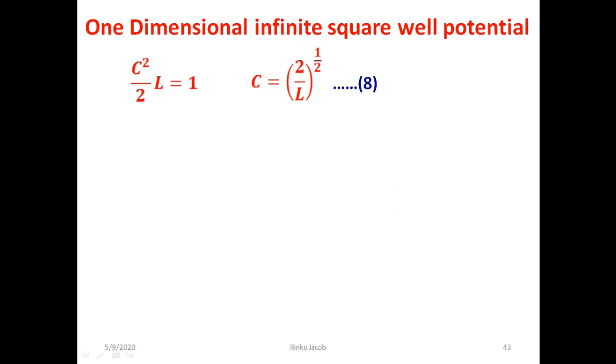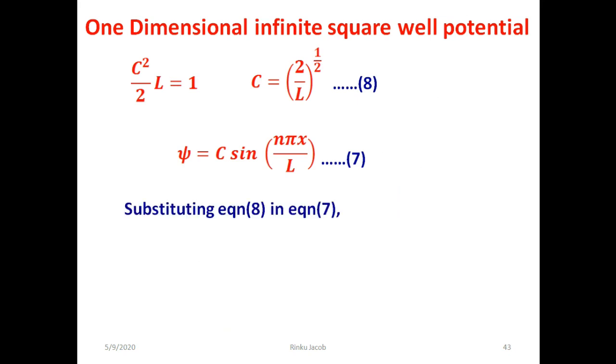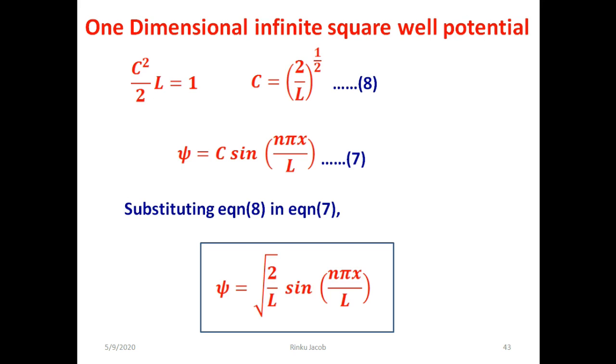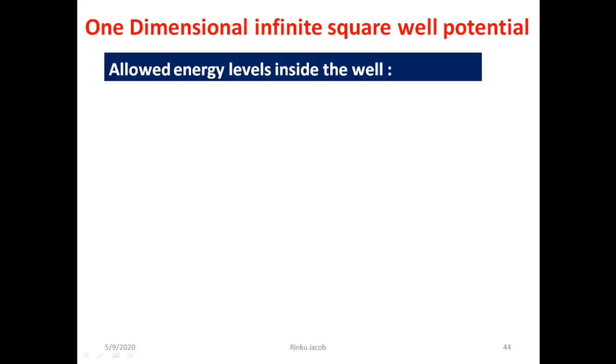Now we take the wave function representing the trapped particle inside the potential well, which is given by equation 7. Now using the value of c derived into the wave equation, we get psi equal to root of 2 by L sin n pi x by L. This is the equation representing the wave function for the particle trapped inside the well. Now we find the expression for the allowed energy for the trapped particle inside the well.